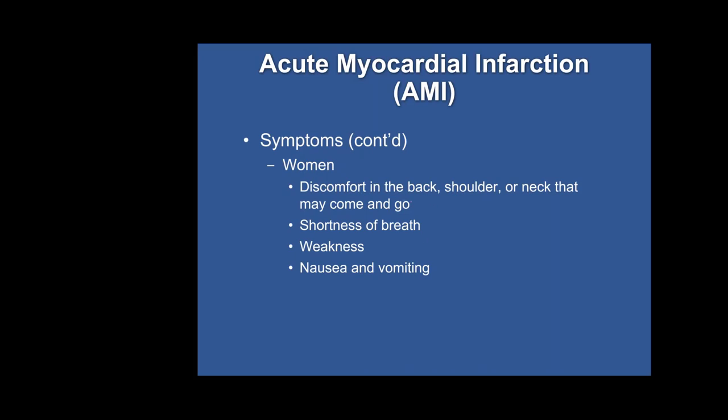So women, maybe they complain of discomfort in the back, shoulder, or neck that comes and goes, or their primary complaint is shortness of breath or nausea and vomiting, and they don't have that substernal crushing chest pain that radiates to their arm or jaw or neck. So maybe we lose the main one of chest pain or discomfort, but we get shortness of breath and nausea, right? So let's go ahead and run a 12 lead. If you go to the red book and look at that 12 lead protocol: shortness of breath, run a 12 lead. Weakness, run a 12 lead. Nausea and vomiting, run a 12 lead, right?